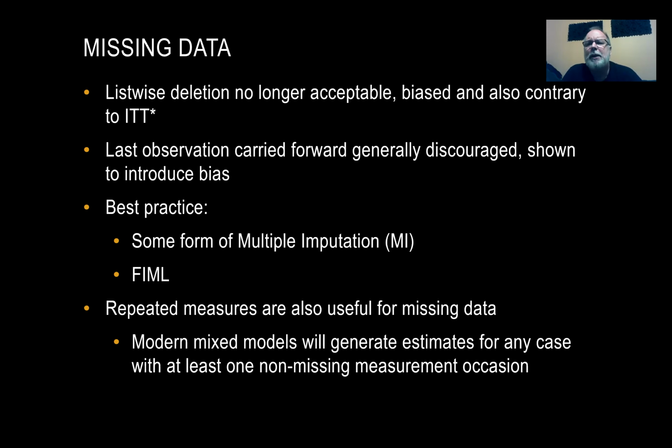There's also full information maximum likelihood that can be useful. Repeated measures can be really useful. We know that modern mixed models deal with missing data pretty well, but even now, the most recent literature recommends still doing imputation on top of what the mixed model is doing. Next.